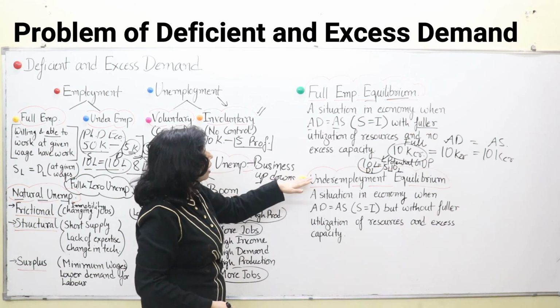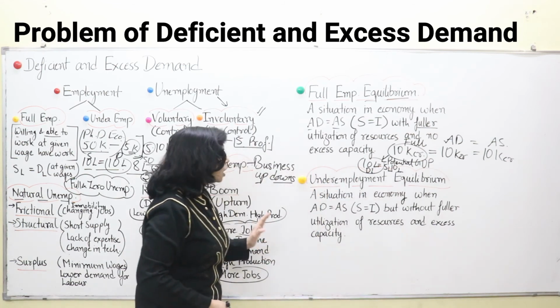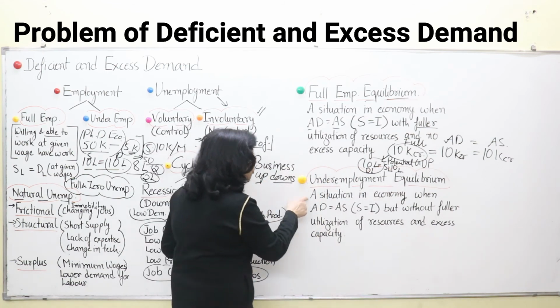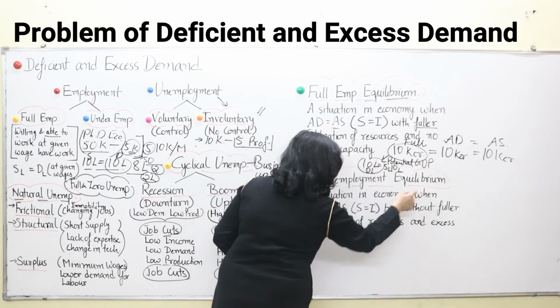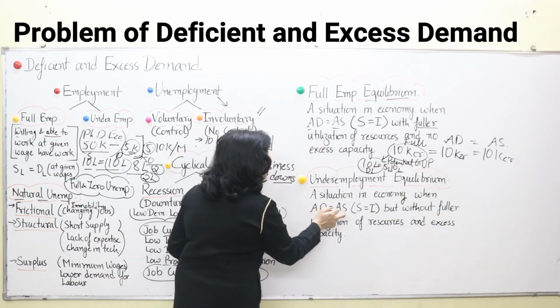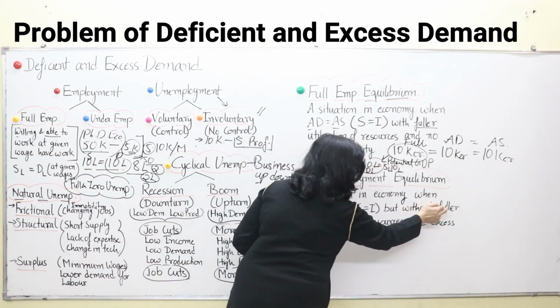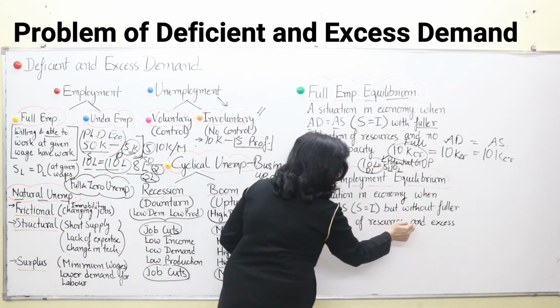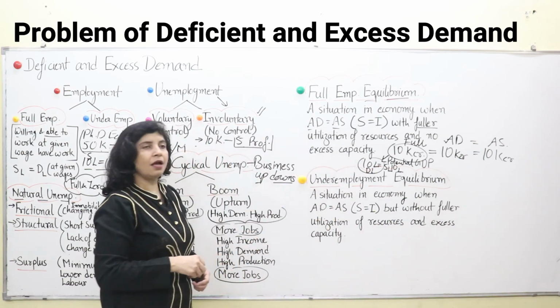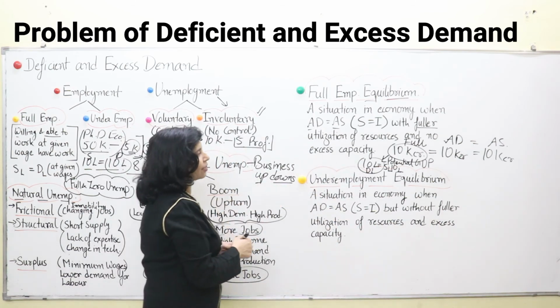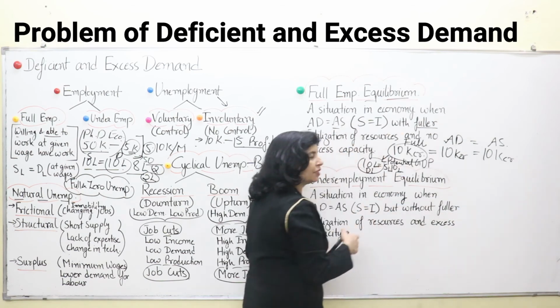Now come to underemployment equilibrium. What is happening here? It is a situation in an economy when aggregate demand is equal to aggregate supply and saving is equal to investment, but without fuller utilization of resources, and with excess capacity. Let us take a reverse view of this.